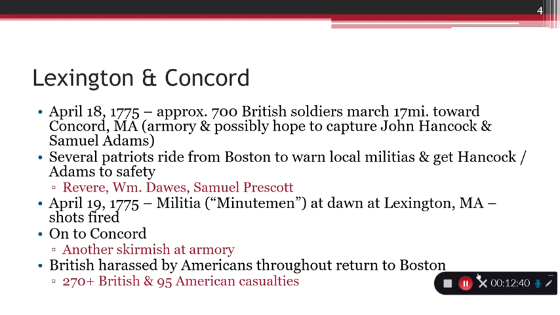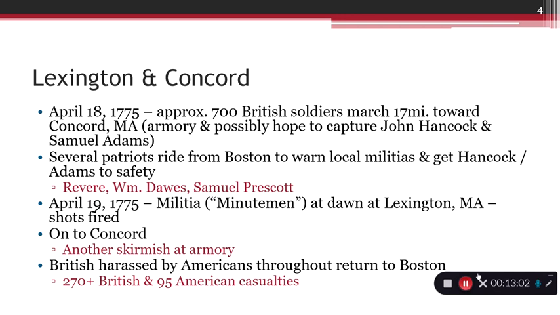British regulars have been given the order to march out of Boston, where they have been bivouacked, and they're marching to a town about 15, not quite 20 miles away, called Concord, Massachusetts.